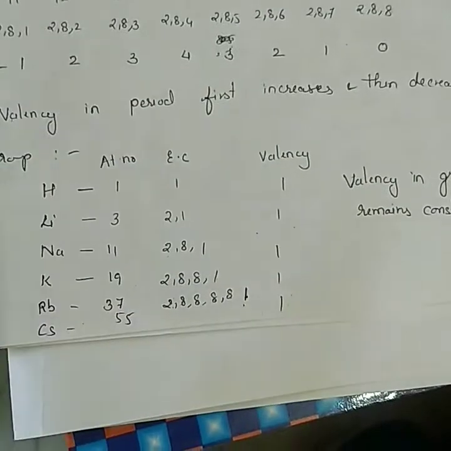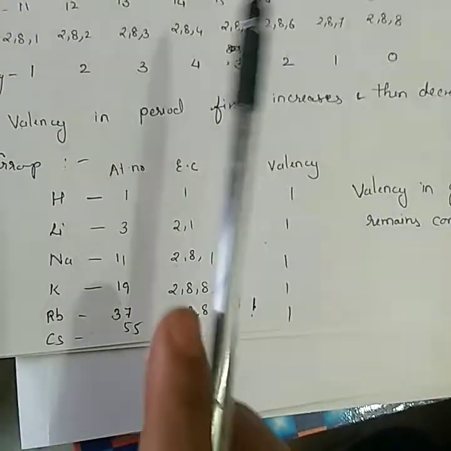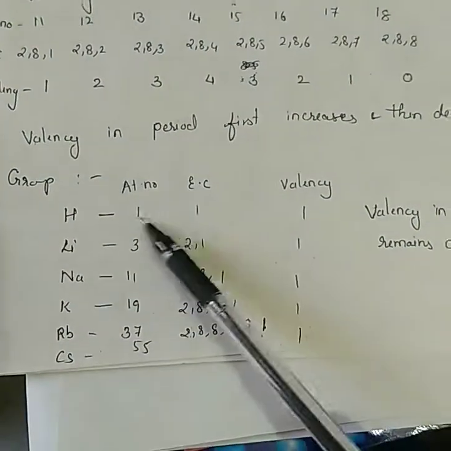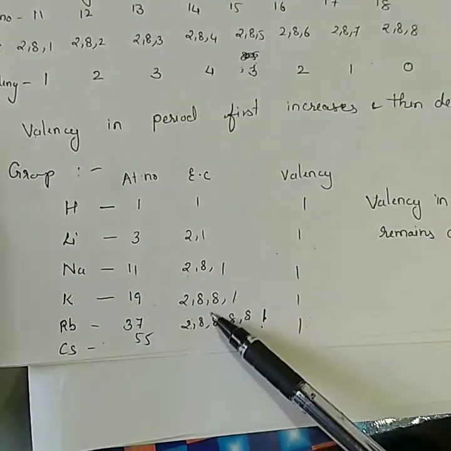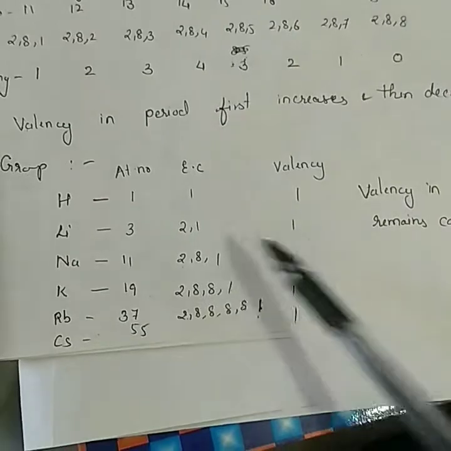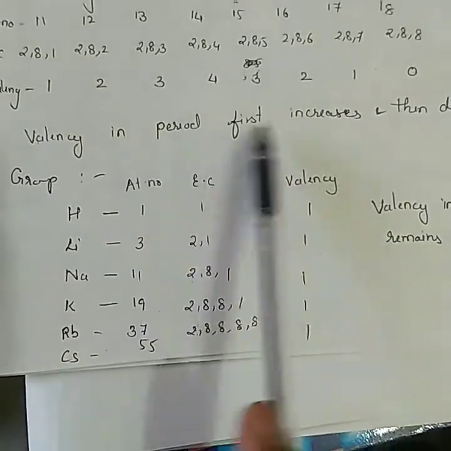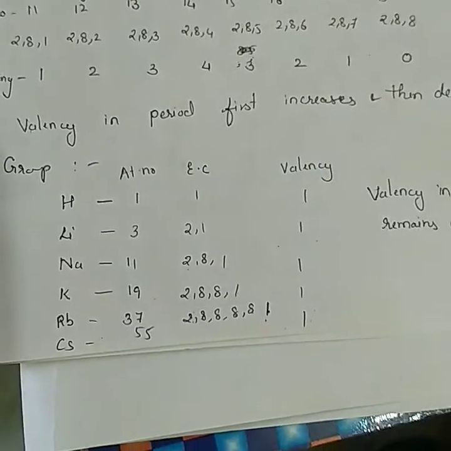So this is the trend of valency in the period and the group. First write their atomic numbers and electronic configurations, and then find out their valency. From the valency you can say that the valency in a group remains constant, and the valency in a period first increases and then decreases.